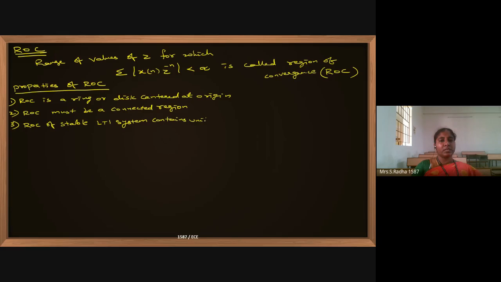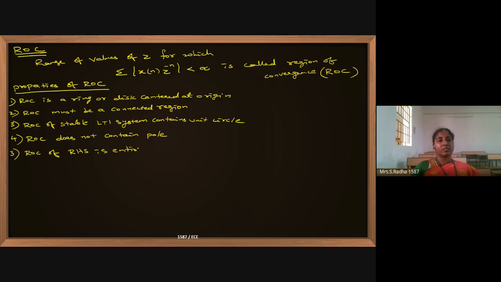Contains unit circle. This is the third property of ROC. Next, fourth property, ROC does not contain pole or poles.